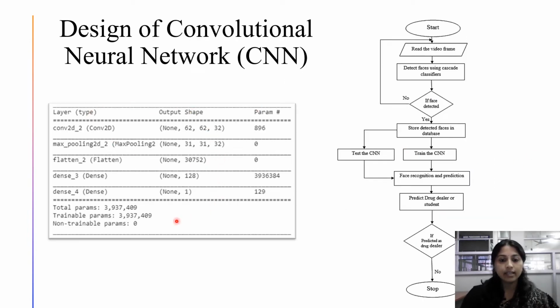These are the design parameters which were used to design our CNN. These parameters and how we arrived at these parameters have been discussed in depth in the manuscript. And this is the flow diagram, which has already been discussed, of the entire CNN process.